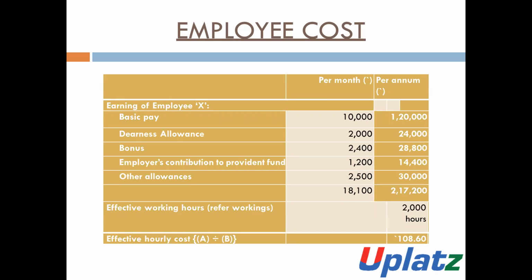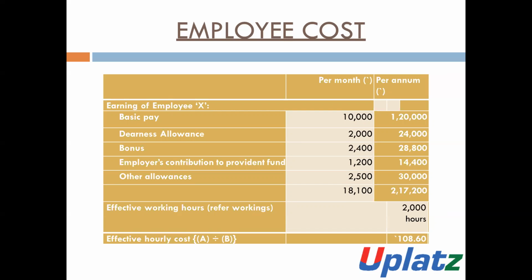Then we will calculate the effective hourly cost. Earning of Mr. X is 10,000 rupees per month. Basic pay is 10,000 rupees per month, so the total basic pay for a year is 1,20,000. And DNS allowance 2,000 into 12 is 24,000. And bonus, which is 20% of basic plus DA.